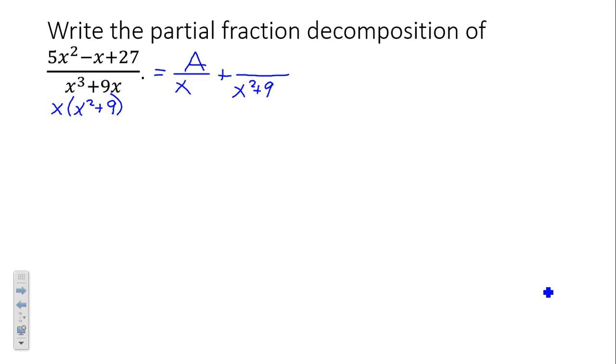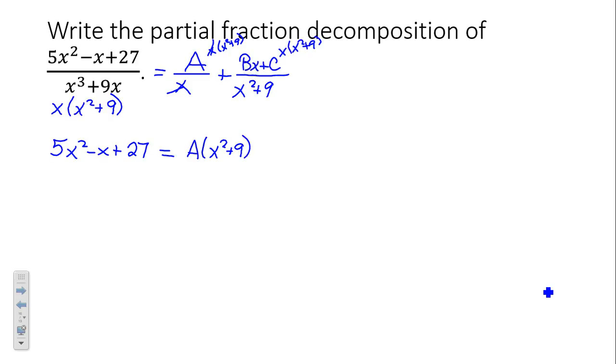Good. Because this is quadratic, we need a Bx + C, something linear on top. Then the idea is to multiply by the big fraction's denominator. When we do that, we get plain old 5x² − x + 27. When A gets multiplied by the common denominator, the x's go away, so A has to be multiplied by x² + 9. And when the other one gets multiplied by the common denominator, the x² + 9's go away, so x is being multiplied by Bx + C.